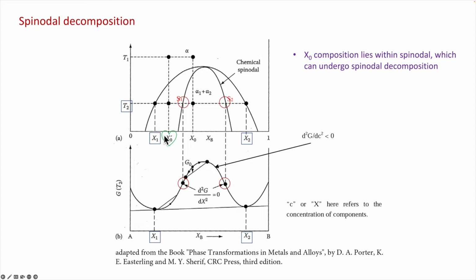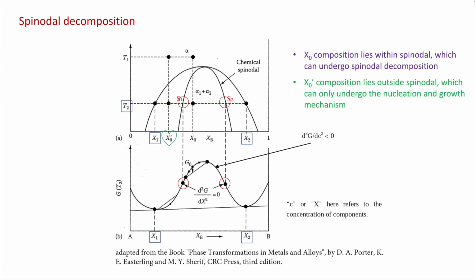Now, let's move to the second example with composition X0 prime. This composition lies outside S1 and S2, or it lies outside the spinodal. Therefore, when we cool down the system from high temperature, it will phase separate into two compositions corresponding to X1 and X2. Spinodal decomposition will not happen at this composition, and the phase separation is governed by the classical nucleation and growth mechanism.